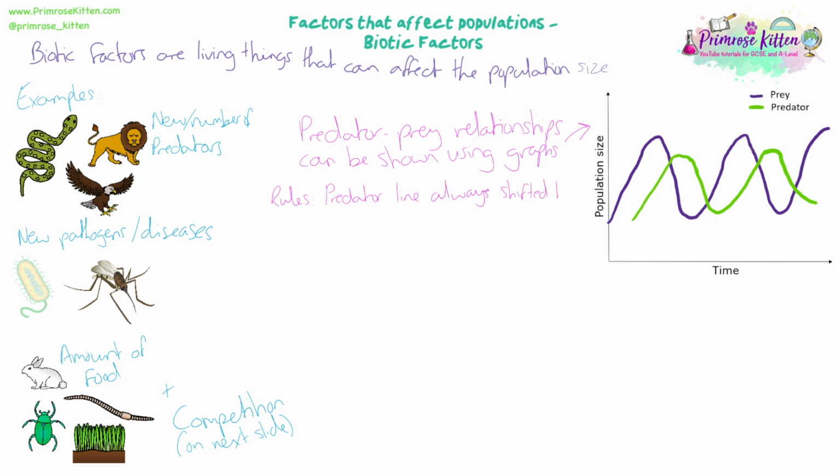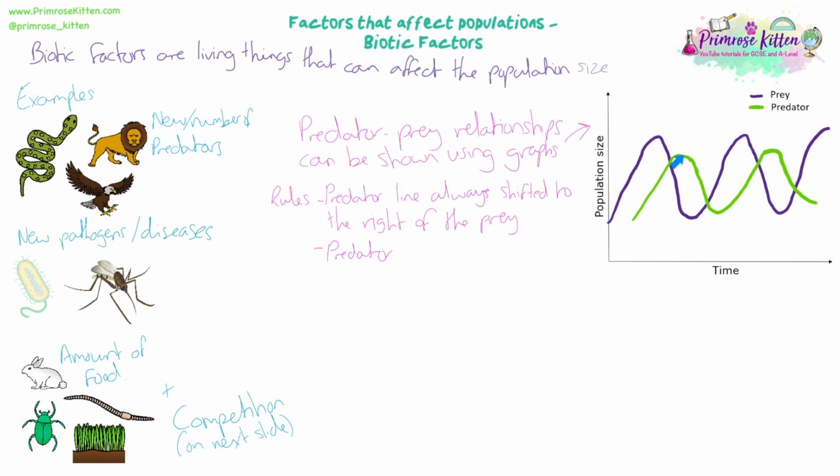So there's specific rules with these graphs in the way that they are drawn. So the predator line, you'll see my green line here, is always shifted to the right. So you'll see the peaks of my predator line are always to the right-hand side of my prey, because there's this delay in effect between the prey population and the predator population.